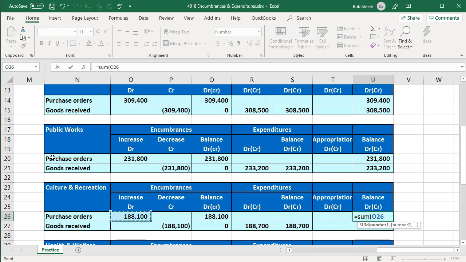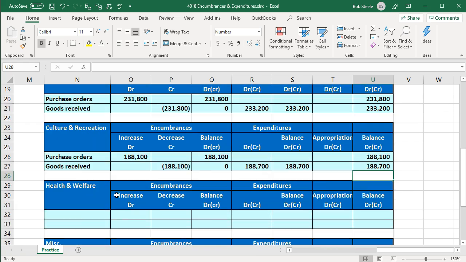Therefore, the total is going to be the activity for the expenditures, brackets, plus the activity for the encumbrances, or the activity for the encumbrances plus the activity for the expenditures, then the prior balance plus the sum of activity for the encumbrances, brackets, plus expenditures, and enter. So there we have for the culture and recreation.